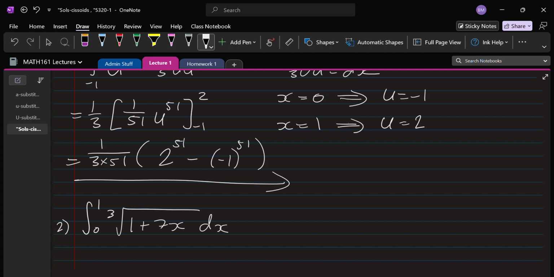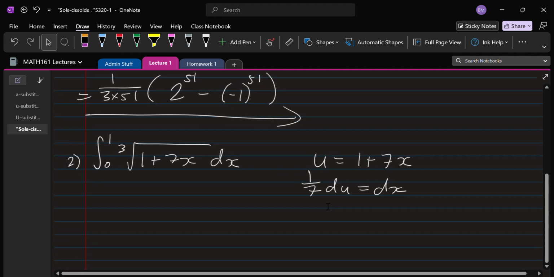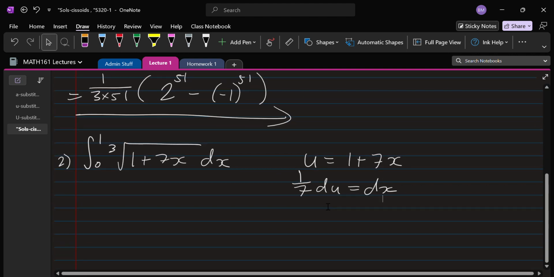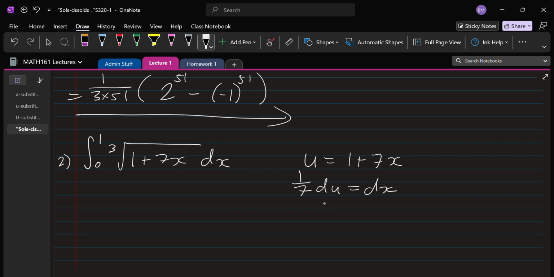Okay, number 2. We have the integral from 0 to 1, cube root of 1 plus 7x dx. Outside function cube root, inside function 1 plus 7x. We're going to say u is 1 plus 7x, so 1 over 7 du is dx. Again, as we go through, I'm going to start leaving steps out that you should be able to do yourselves. If you need to fill in the details, go ahead and do that, but I'm not going to spoon feed you with every little step.